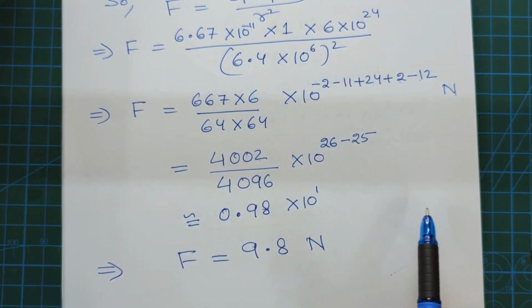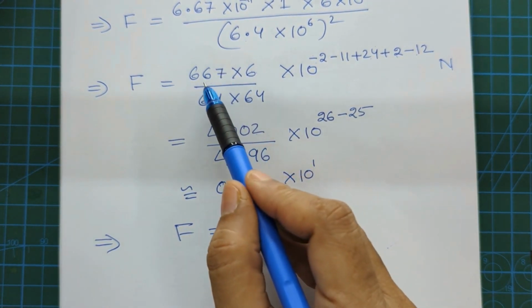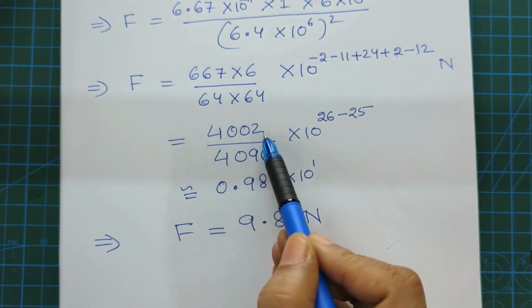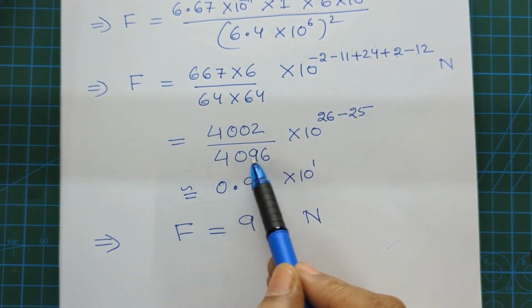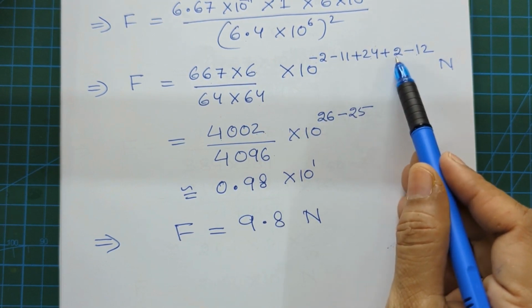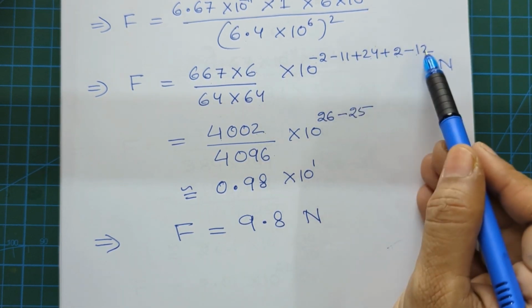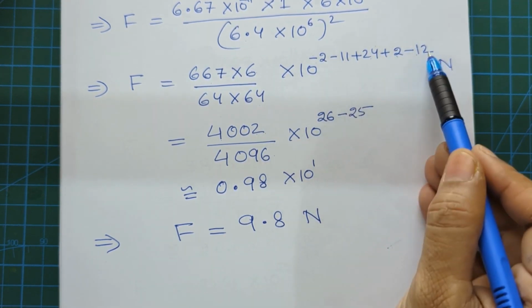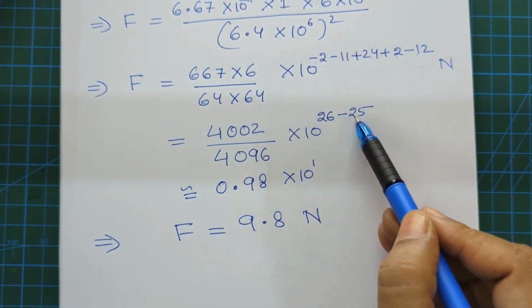You can remember this because whenever we calculate the force of gravity between 1 kilogram mass and earth, the numerator is going to be 4002, and the denominator is 64 squared, which is 4096. And here the sum of positives is 24 plus 2, 26. From that we have to subtract the sum of negatives, 2 plus 11 plus 12, all of them negative, that's why -25. 26 minus 25 is 1, so 10 to the power 1.